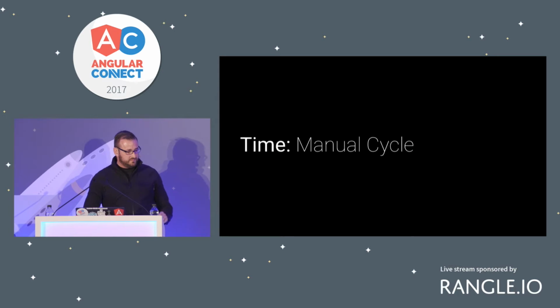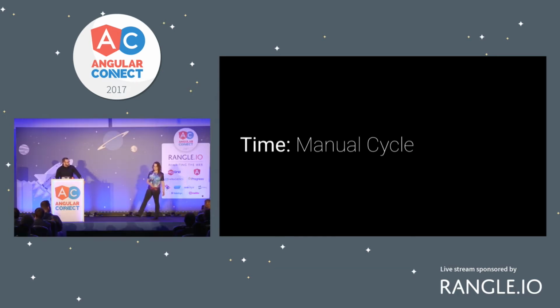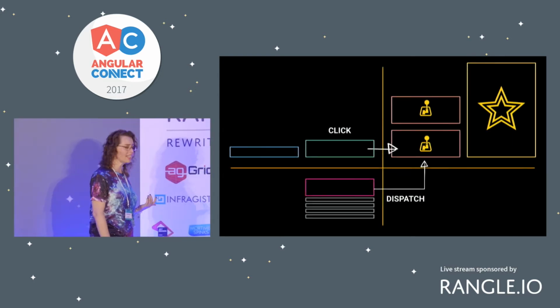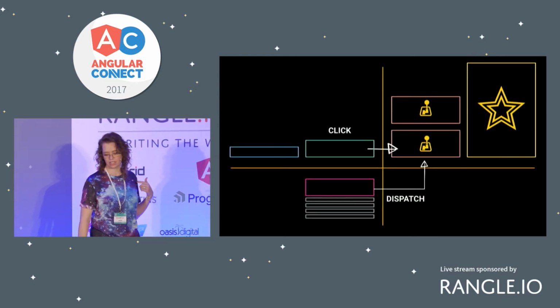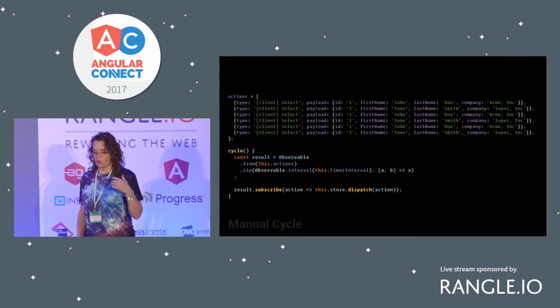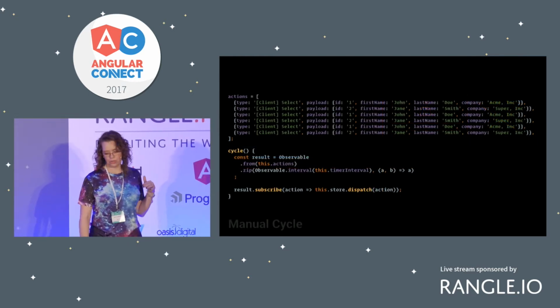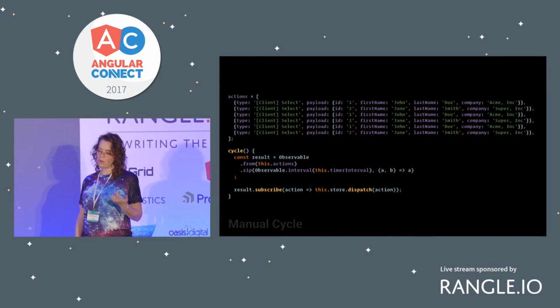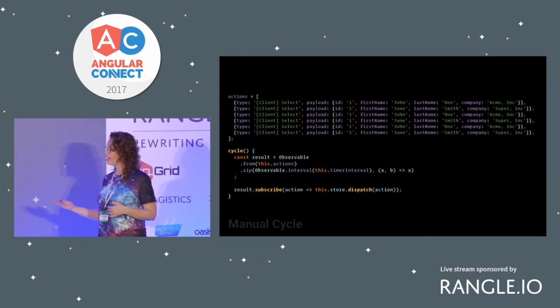Okay, we saw space represented in the manual dispatch. Now we'll represent time in the manual cycle step. This allows us to dispatch a series of actions. So in this cycle function, we're stepping through actions. However, now we add time to dispatch them at specified intervals.